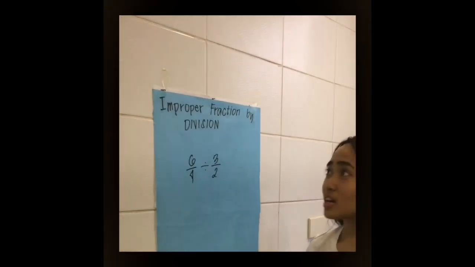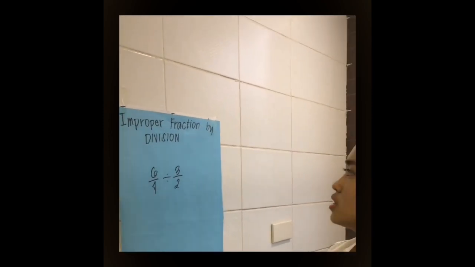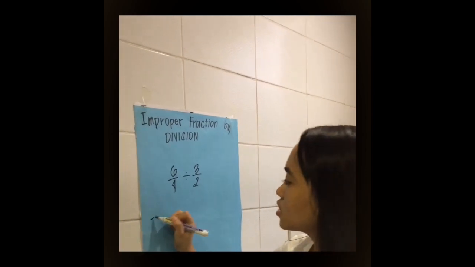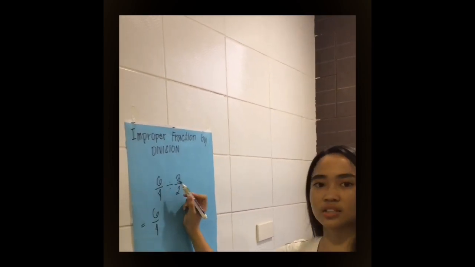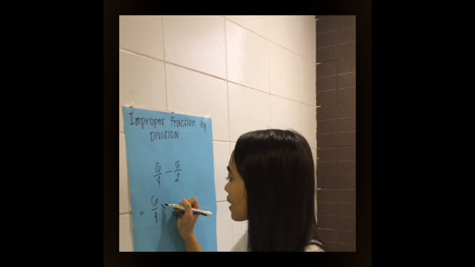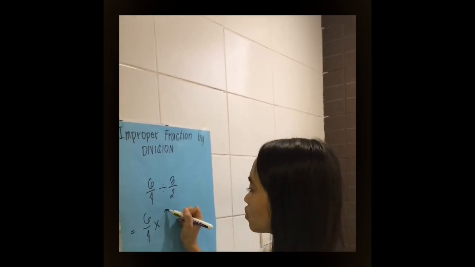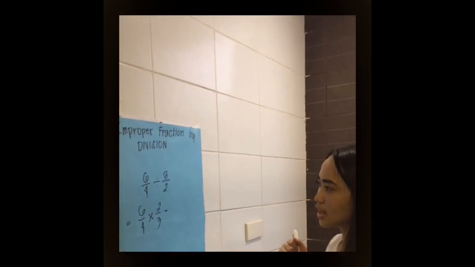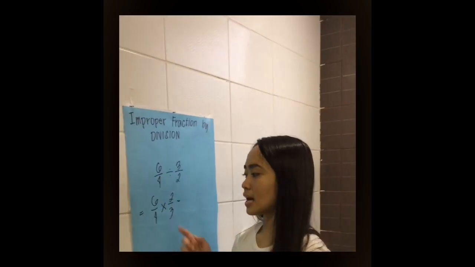So next, let's solve the improper fraction by division. In division, you need to take the reciprocal. So let's copy the 6 over 4. Then, you need to change the division sign into a multiplication sign. Then take the reciprocal here, so 2 over 3. Then, the second step is to multiply the numerators and also the denominators.